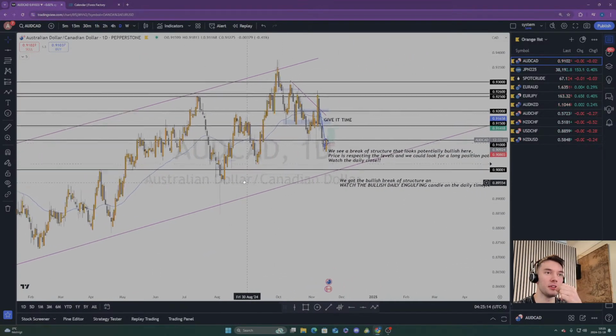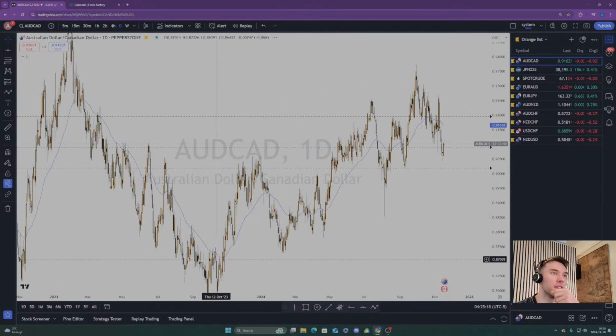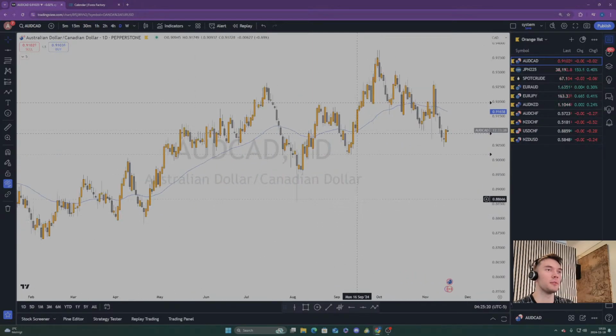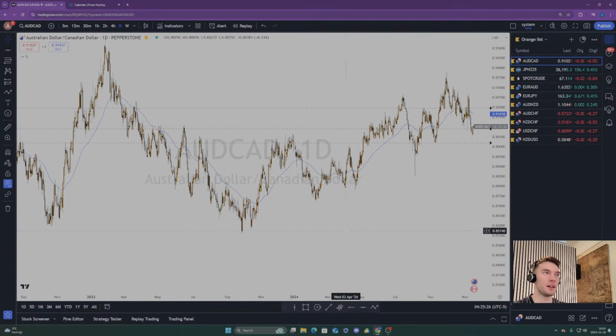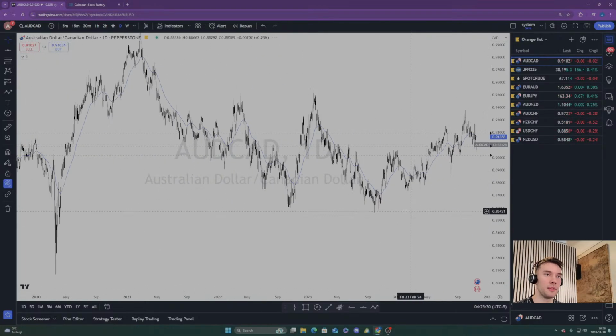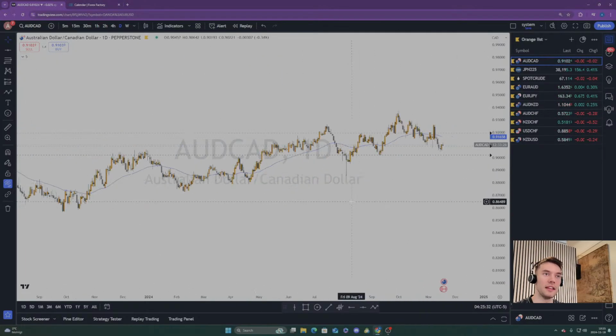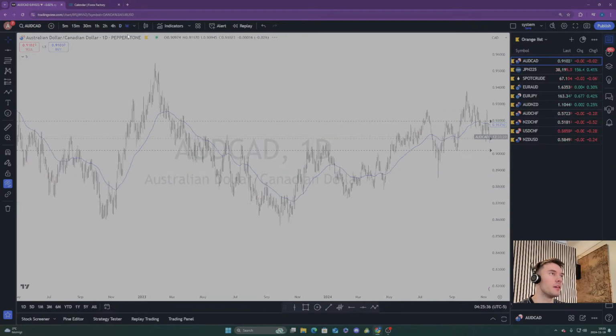Very messy chart. Apologize for that. Let's just take everything off for a second. So, yeah, clear uptrend, right? High time frame. We're on a daily chart. Clear uptrend here on the daily, especially if we zoom up here. Weekly.